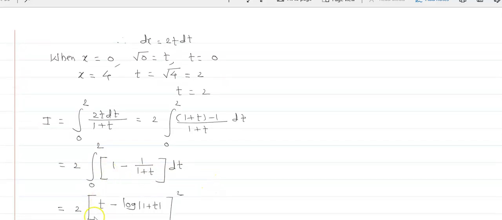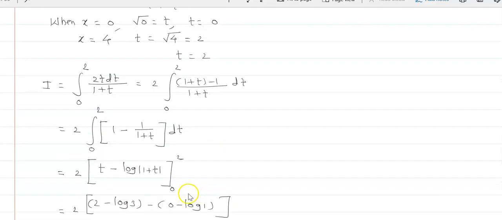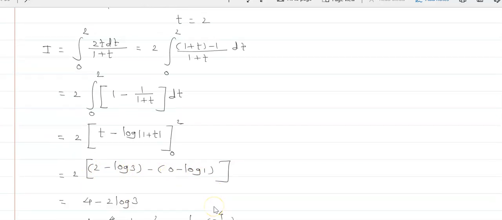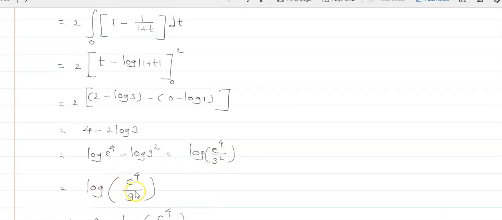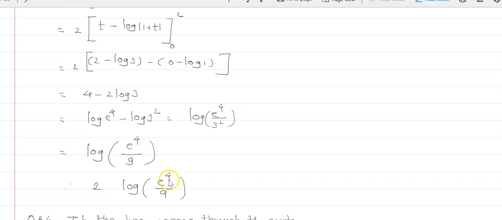The integral of 1 is t, minus log of mod of 1 plus t, from 0 to 2. Substitute the upper limit and lower limit. That is 2 times (2 minus log of 3 minus 0, log of 1), that is 4 minus 2 times log of 3. That is log of e raised to 4 minus log of 3 raised to 2, log of e raised to 4 upon 3 square, that is log of e raised to 4 upon 9. Therefore, the second option is correct.